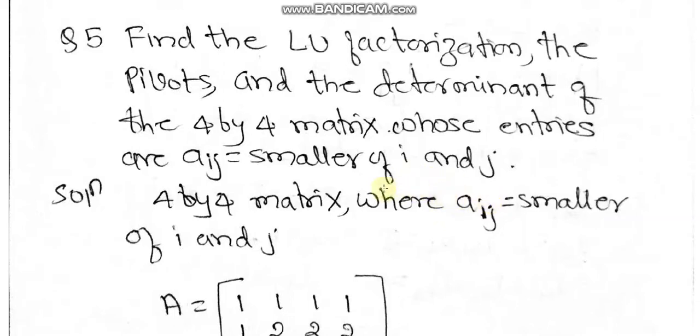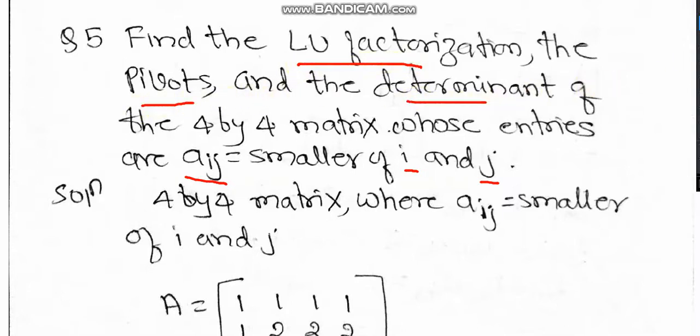So here the next problem is: find the LU factorization, the pairs and the determinant of a 4 by 4 matrix whose entries are Aij equals the smaller of i and j. So you have to first generate a matrix where the elements Aij are the smaller of i and j, where i represents your row and j represents your column. Then you have to factorize it to LU factorization, find the pairs and the determinant of the 4 by 4 matrix.